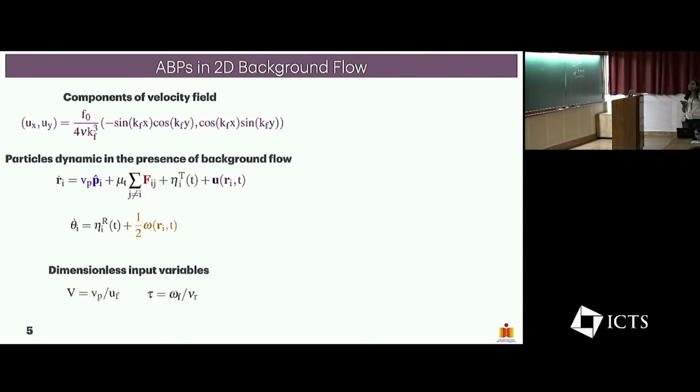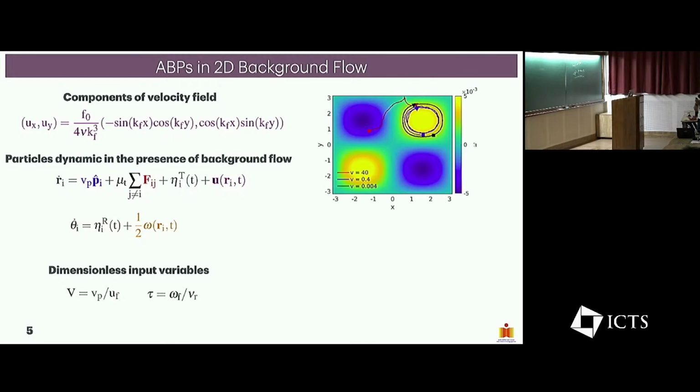The dimensionless input variables we are using are the scaled velocity, which is the ratio of the self propulsion of the particle to the scaled velocity of the flow, and the scaled time, which is omega_f by nu_r. With that kind of velocity field, we get this kind of velocity profile, where we can see there are 4 vortices, 2 moving clockwise and 2 anti-clockwise, and the scale bar gives their magnitude.